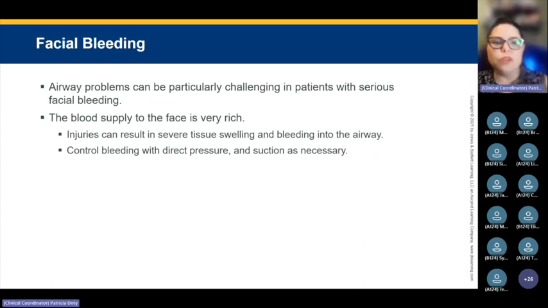Let's talk about facial bleeding. Of course, that can cause an airway problem. It can be a huge issue. The blood supply to the face is extremely rich. You can have a 1-inch laceration on your forehead, and it looks like you have just gone through a murder scene. A 1-inch laceration here versus a 1-inch laceration here are going to bleed completely differently, just because the face has such a rich blood supply. So if you have any severe tissue swelling or bleeding into the airway, control bleeding as much as you can with direct pressure, and suction is necessary.